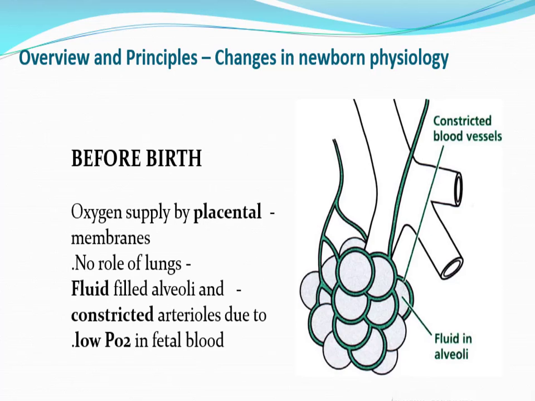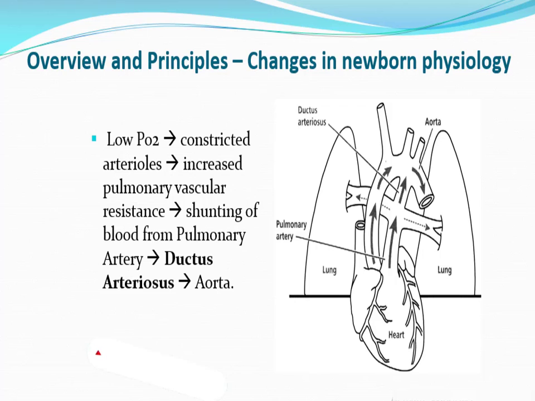And this also represents the alveoli and the capillaries before birth, with the baby depending on the placenta. There is no expansion of the lungs, the alveoli are fluid-filled, and there are constricted arterioles due to low PO2 in the fetal blood. So when there is low PO2, there is constriction of the pulmonary arterioles, increased pulmonary vascular resistance, and shunting of blood from the pulmonary artery through the ductus arteriosus to the aorta.